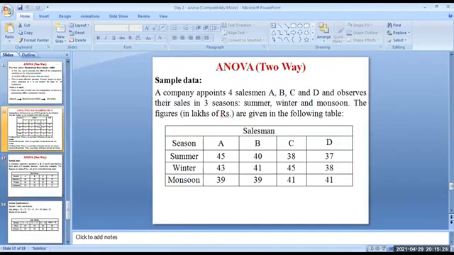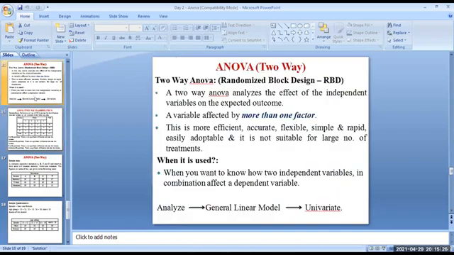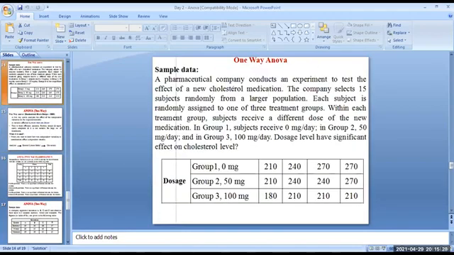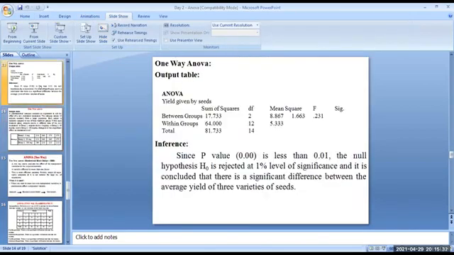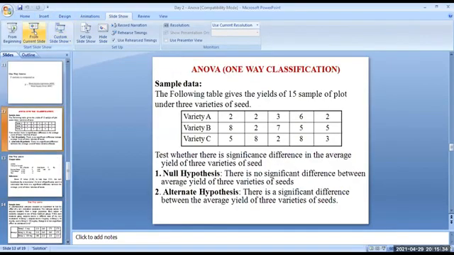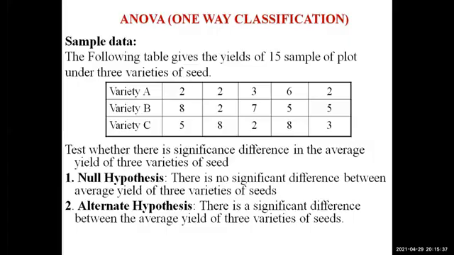Dear participants, now see this. This is one sample data. This table gives you 50 samples about 3 different varieties of seed. This number 2, 2, 3, 6 is among the 15 samples they collected.